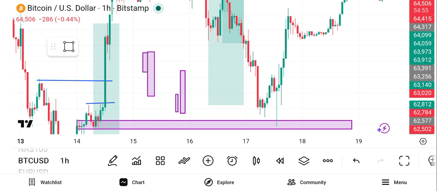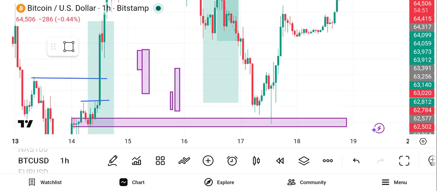And if you don't understand what market structure shift is all about, you don't understand what market structure itself is all about, you don't understand what liquidity is all about, you don't understand what point of interest is all about, and how I take my profit, you can check some of the old videos. And if you are new to the channel, do yourself good to watch the videos from the first video to the last one.